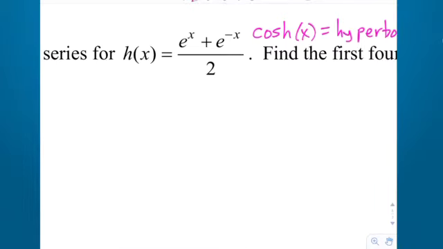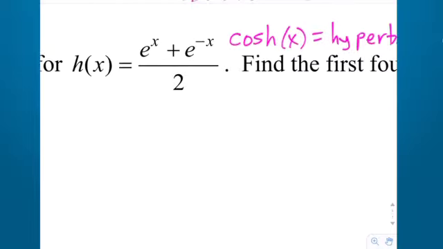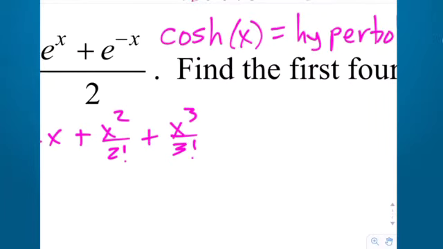But anyway, we want to develop a polynomial for this. So to do that, we're going to build it off of e to the x. So here's e to the x. Let's go ahead and write it out. That's the easy one, right? 1 plus x plus x squared over 2 factorial plus x cubed over 3 factorial. Those are the first 4 non-zero terms. Then plus dot, dot, dot, plus x to the n over n factorial plus dot, dot, dot.